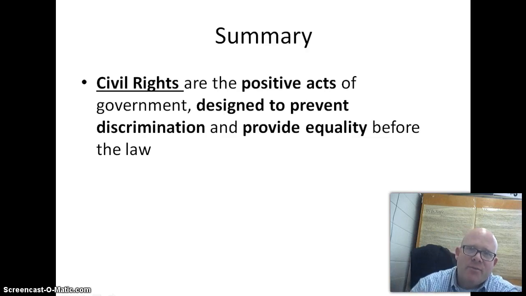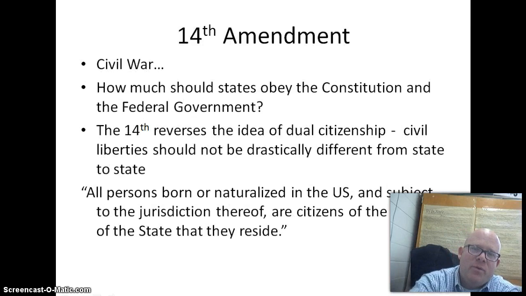When we talk about civil rights in the United States, we have to start off with the issue of slavery, the Civil War, and of course the 14th Amendment. The Civil War ultimately is going to decide the question of supremacy and how much the states need to obey the Constitution and the federal government. The 14th Amendment is one of the civil rights amendments. Again, the 13th Amendment is going to end slavery. The 14th Amendment is going to provide citizenship and due process protection for the freed slaves. And then finally, the 15th Amendment is going to give them the right to vote.